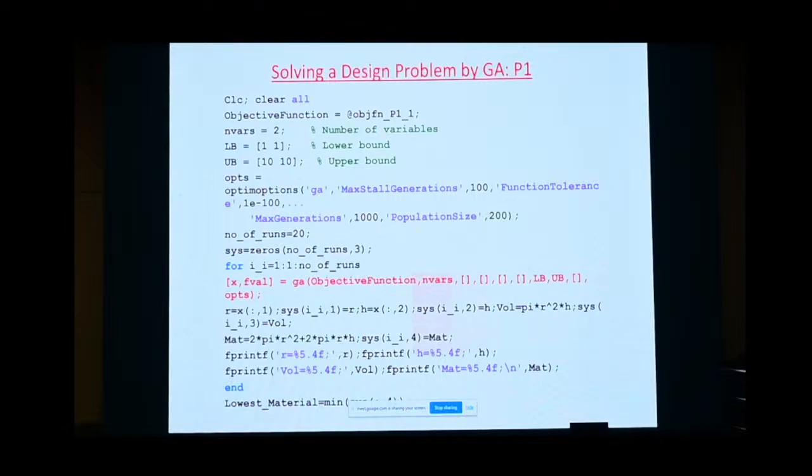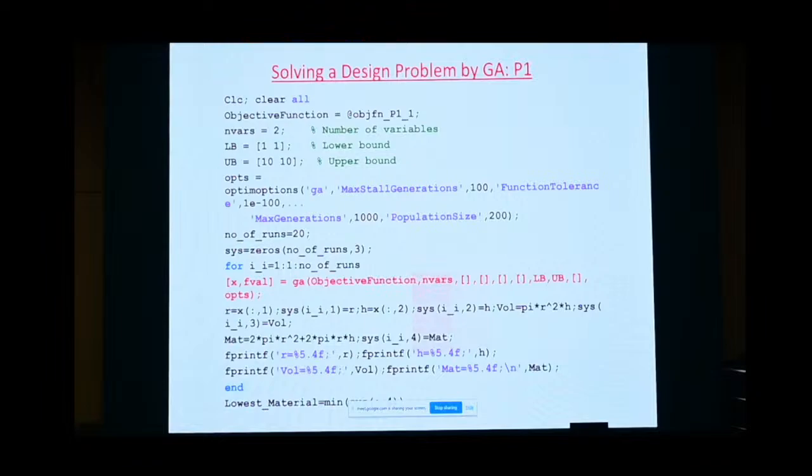And each time you store the result. R is equal to the first variable, and you store the result in the system variable. Similarly, height you collect and store, and volume also you can calculate and store. The material required, the surface area, you can also calculate. Okay, and you can print the result also: the R value, H value, the volume and the material required, that is the surface area, for each case. And the objective is the lowest of that. So from the stored results, you can calculate the minimum of the system where you store the material.